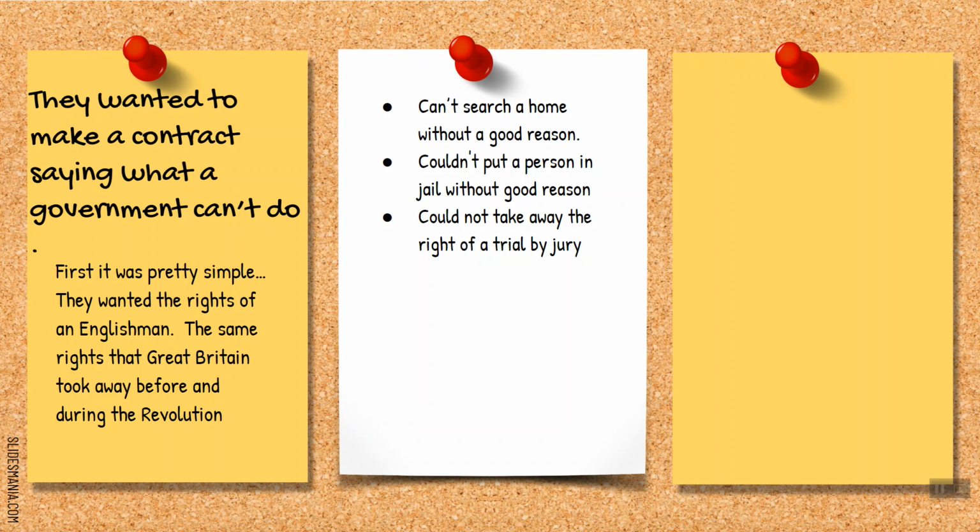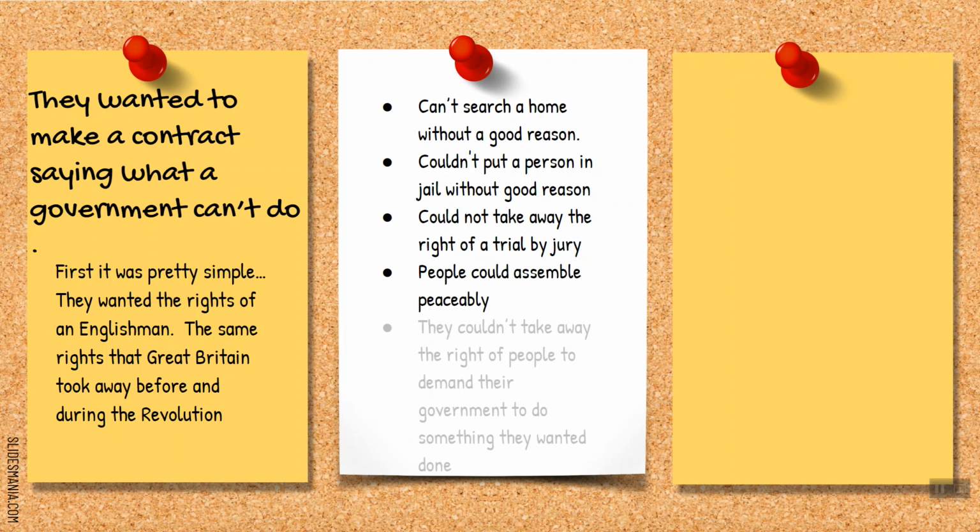These were rights that were taken from them by England during the whole taxation without representation and all of that. These were rights that an Englishman had, and they felt like those rights were kind of taken away from them. They also had the right to assemble peacefully, and they couldn't take away the right of the people to demand that their government do something they wanted done.